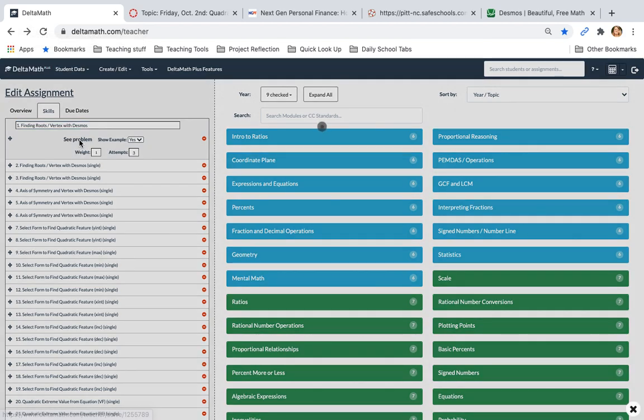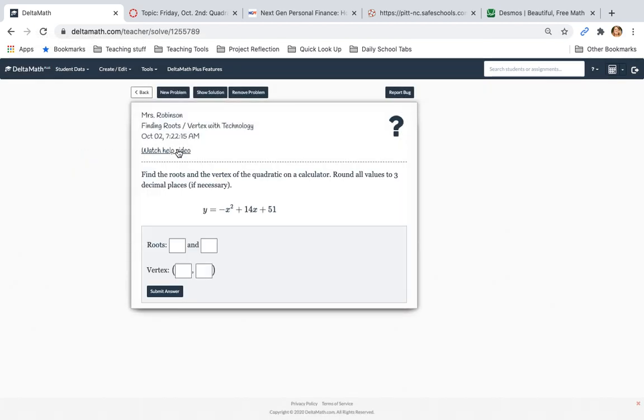So number 1, it says finding roots or vertex with Desmos. So it says find all the roots. Remember that roots is synonymous with the word x-intercepts or zeros. And you have to identify the vertex of the quadratic equation on the calculator. And then round all values to 3 decimal places if they are not integers, meaning positive or negative whole numbers.